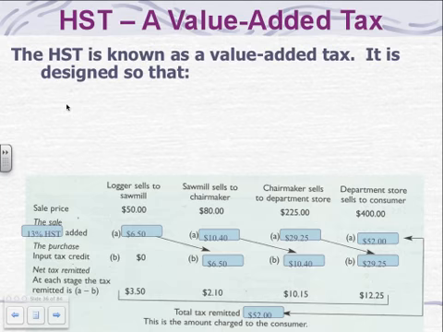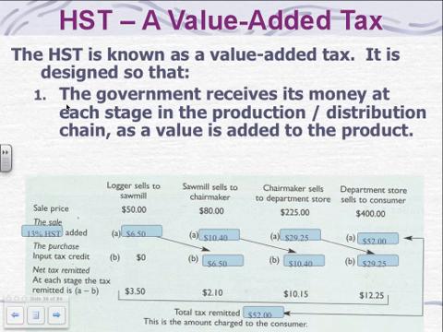Okay, so HST is known as a value-added tax, and it is designed so that the government receives its money at each stage of the production and distribution cycle as a value that is added to the product. We just want you guys now to actually pause the video and work your way through the chart below. It's very easy to follow.